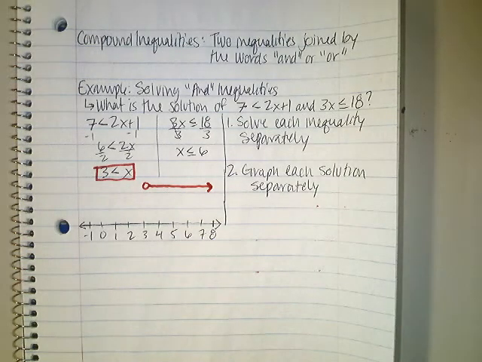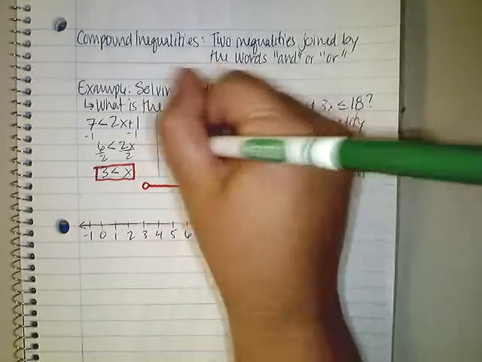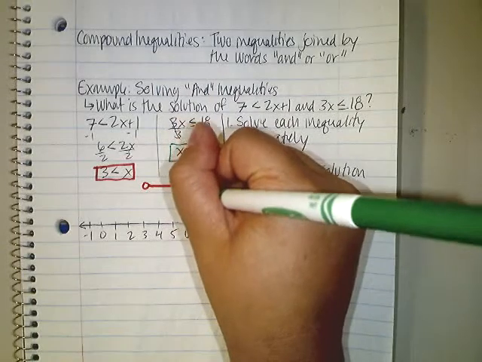The next one I have is going to be x is less than or equal to 6. So I'll do this one in green. So again, I'm starting at 6.